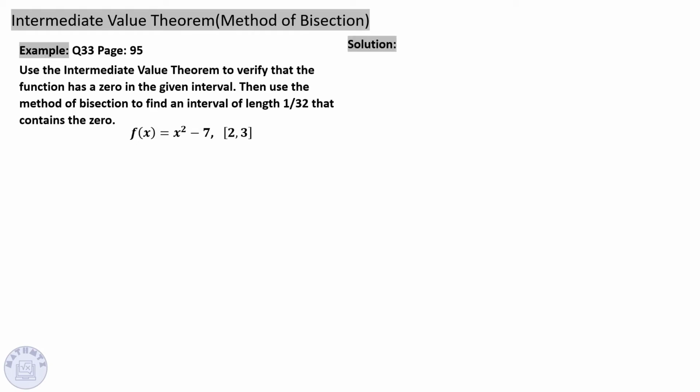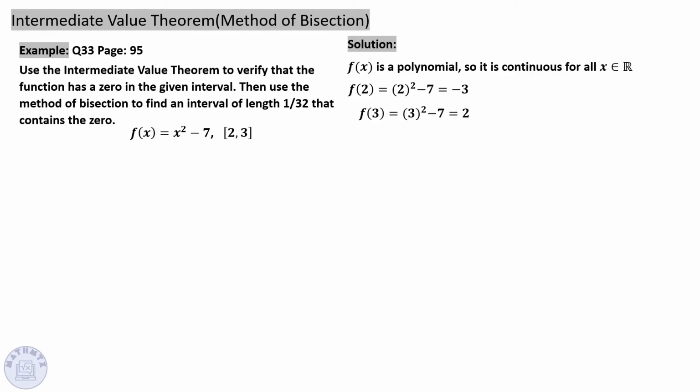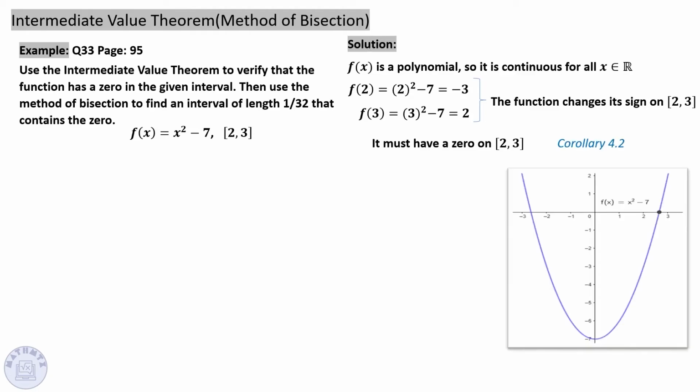So in order to solve the question, we need to check whether the conditions apply for this function. Now, this function is polynomial, so it's continuous everywhere. And then f of 2, we can substitute using our calculator. It will be -3. f of 3 is -2. And since they are different signs, then we can apply the intermediate value theorem. So it must have a zero in this interval. If you graph the function on Desmos, you can see there's a zero in between 2 and 3.